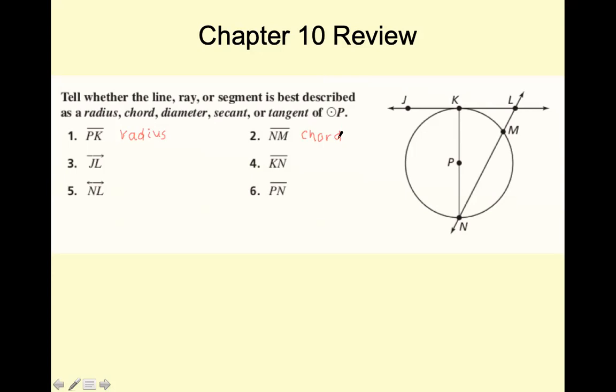On the next one, we have ray JL. So JL, look, that's this ray starting at J and going through L. If I look, it's touching the circle at one point, right there. So if you have a ray or a segment or a line touching a circle at one point, we call that a tangent.